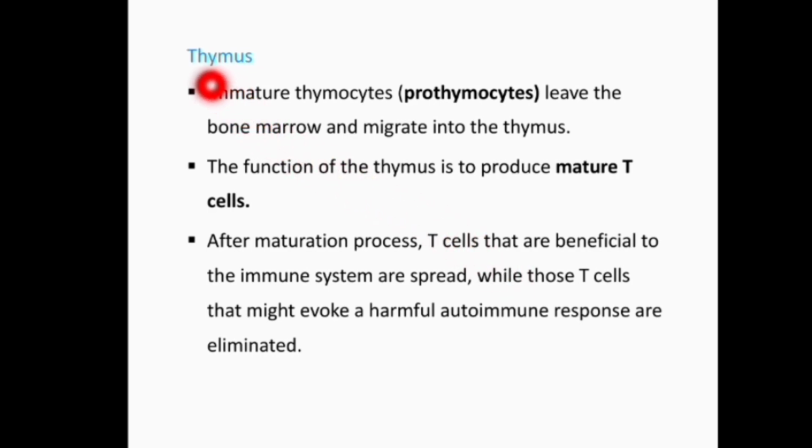Coming to the thymus. In the thymus, the immature thymocytes, that means prothymocytes, leave the bone marrow and migrate into the thymus. The function of the thymus is to produce mature T cells. After the maturation process, T cells that are beneficial to the immune system are spared, while those T cells that might evoke a harmful autoimmune response are eliminated. Okay, the thymus helps to eliminate the autoimmune response.